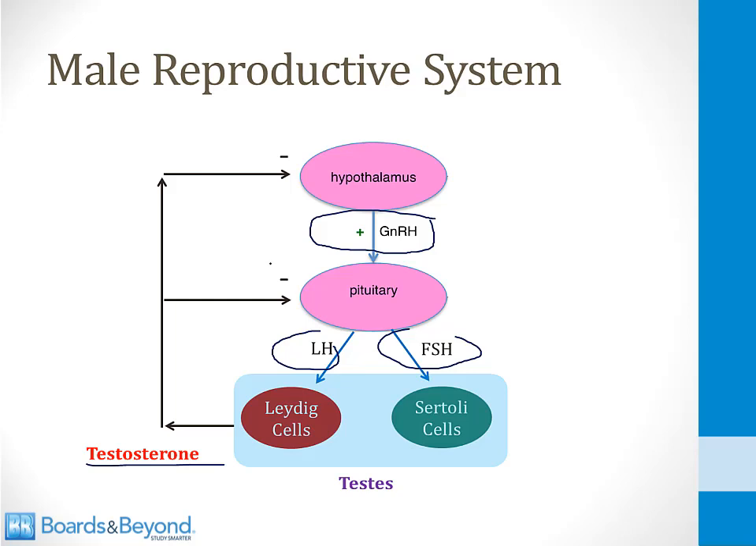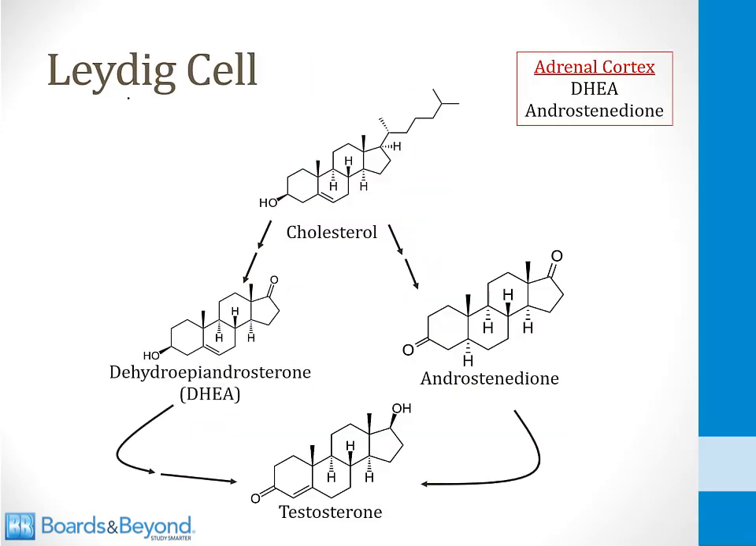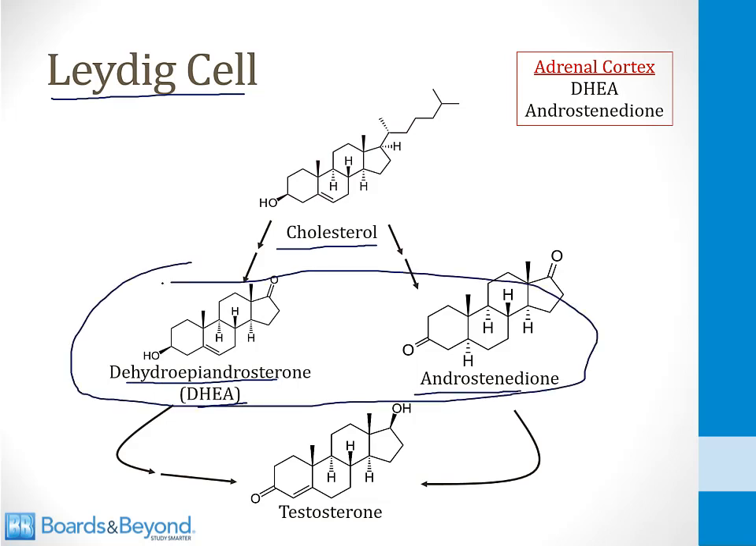And in this module, we're going to talk about how this whole system works to lead to normal male development and normal spermatogenesis. Let's start by talking about the Leydig cell, which is the major hormone-producing cell in males. Leydig cells can take cholesterol and convert it into either dehydroepiandrosterone, or DHEA, or androstenedione, and both of these molecules can function as weak androgens. And either of them can be converted by the Leydig cell into testosterone, which is the major circulating androgen in males.